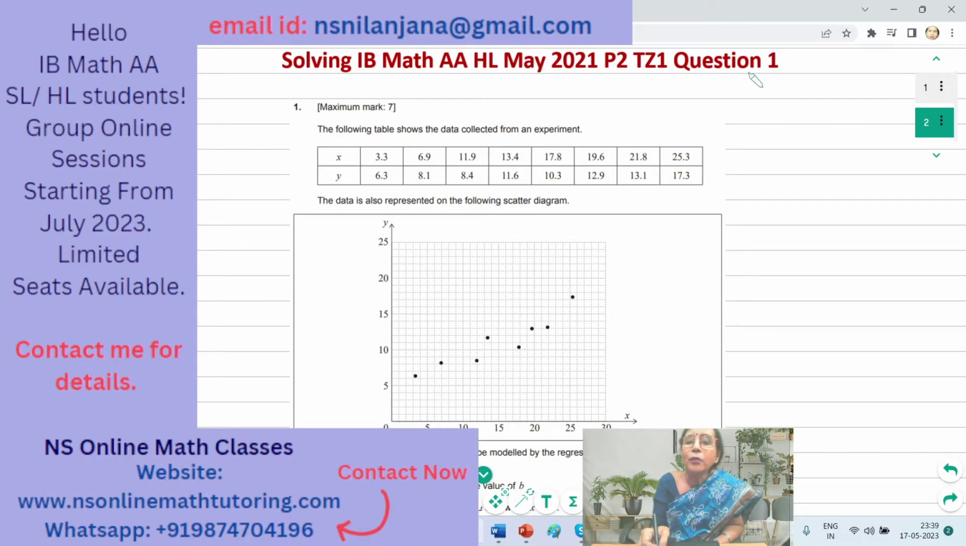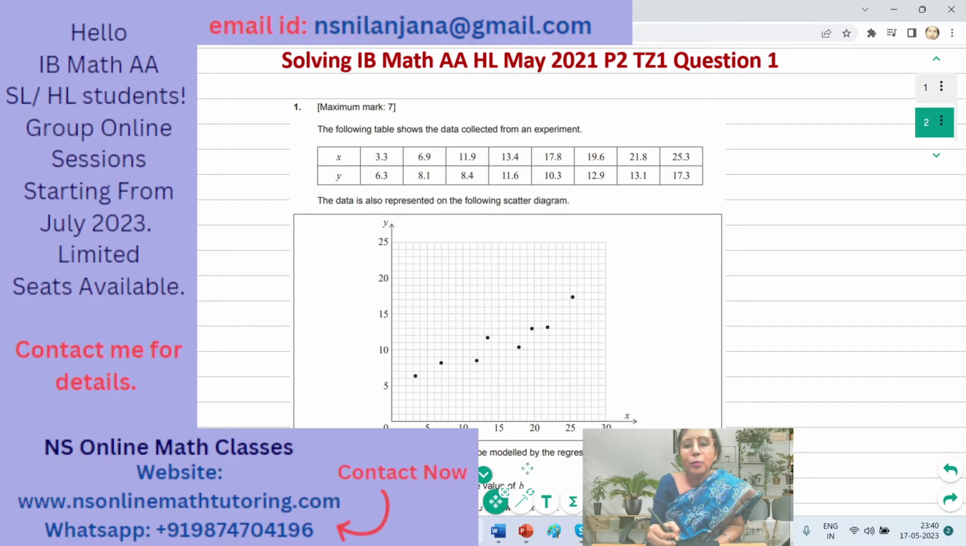We are solving one question every day, and since it is Paper 2 we are allowed to use the calculator. I'll be using the TI-Nspire CX II calculator. If you have the Casio calculator, you may use the Casio calculator as well.